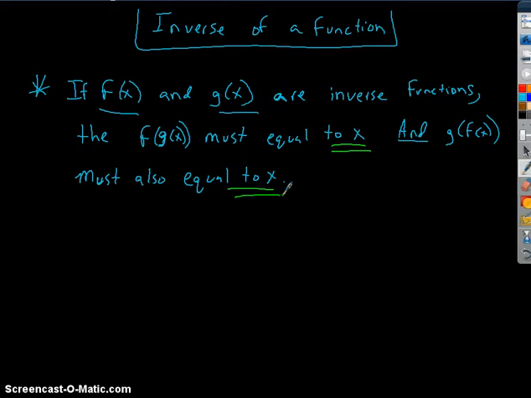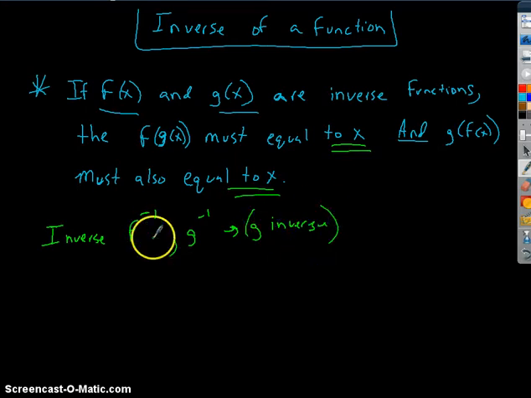Now the way we can say inverse, the symbol for inverse, is f to the negative 1 or g to the negative 1, or anything where you say negative 1 means it's the inverse of the other. And this actually reads g inverse. That actually reads f inverse.